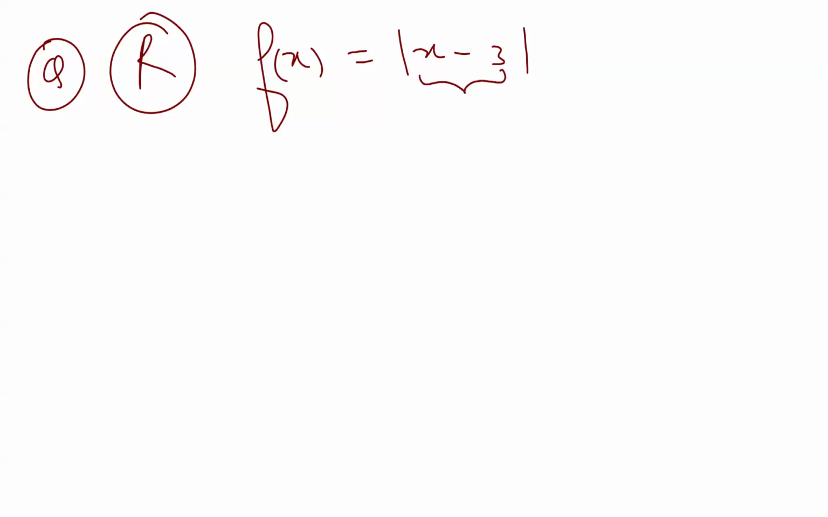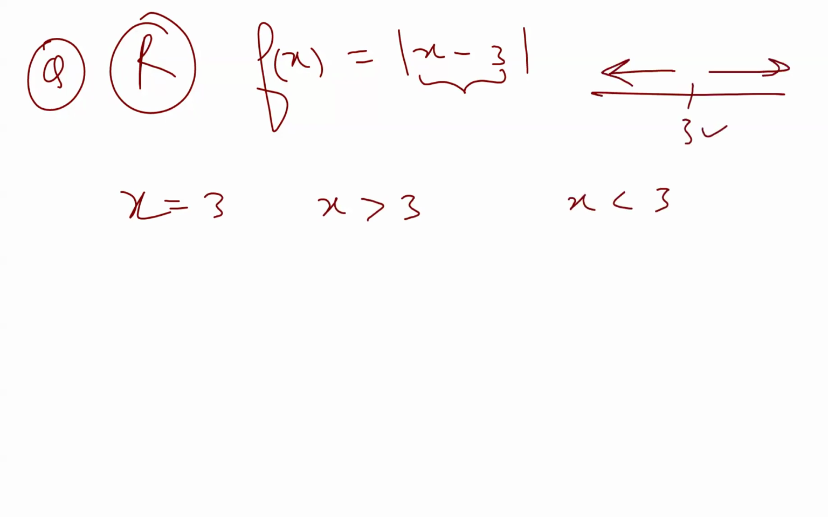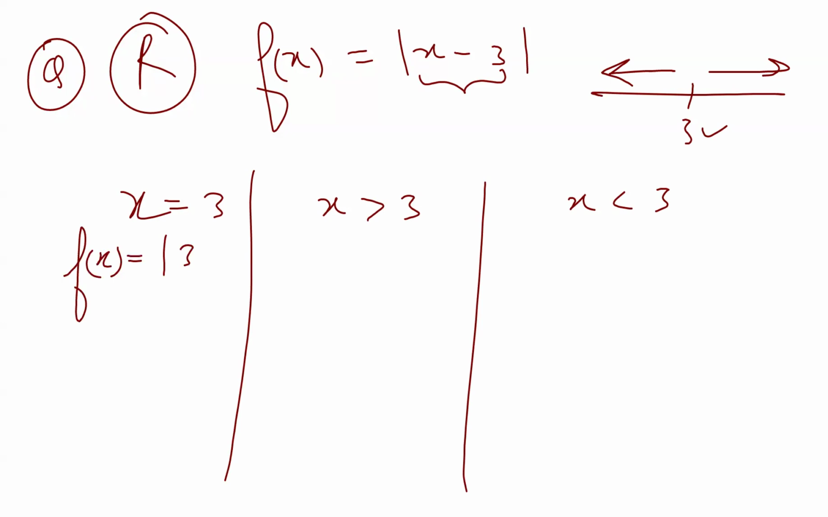Find the range. This time they are asking you the range of f of x is equal to modulus of x minus 3. Now what all values will modulus of x minus 3 take? The critical point over here is 3, because 3 minus 3 gives you 0. So x can be equal to 3, x can be more than 3, x can be less than 3. When x is equal to 3, f of x is equal to modulus of 3 minus 3, which is modulus of 0, which is 0.